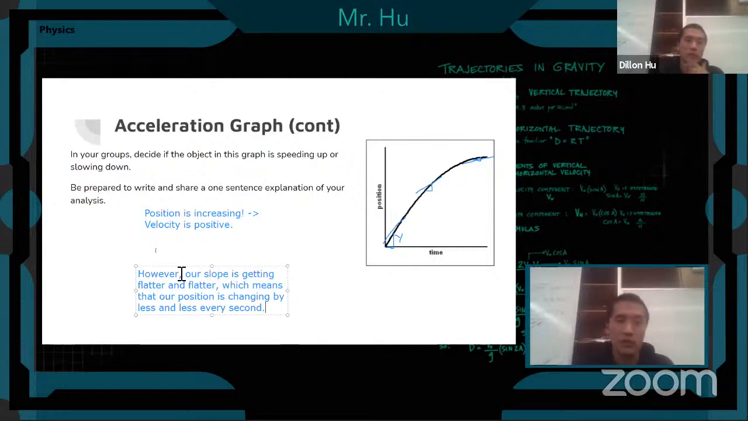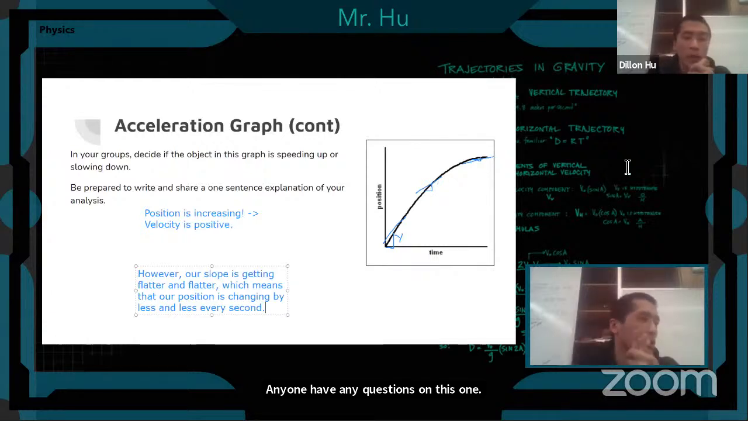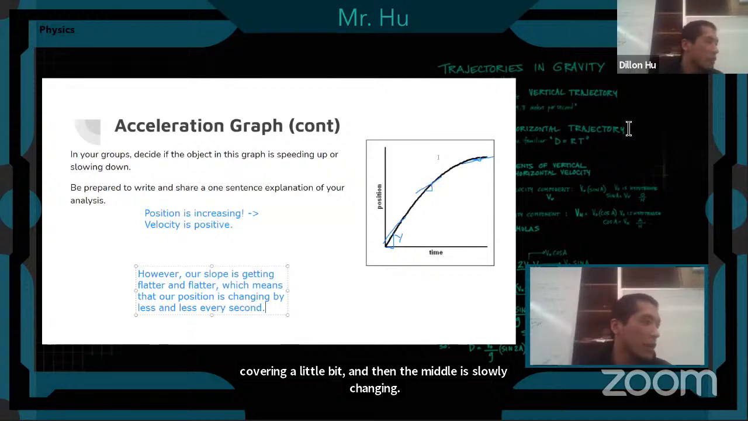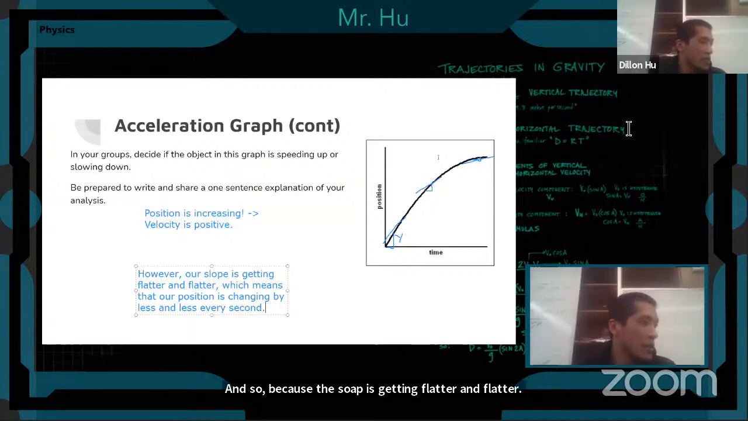Anyone have any questions on this one? Towards the end, it's pretty horizontal. It's not moving that much. In the beginning, it's pretty steep. It's covering a little bit. And then in the middle, it's slowly changing. And so because the slope is getting flatter and flatter, that means our position is going to be changing by less and less every second.